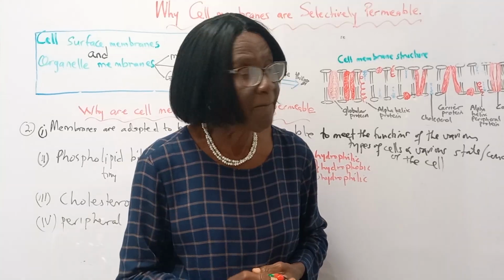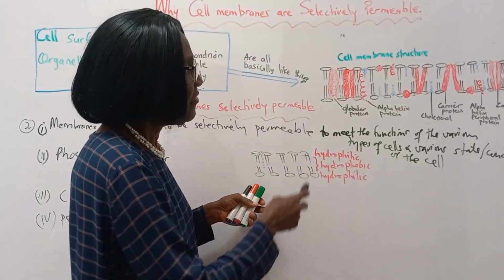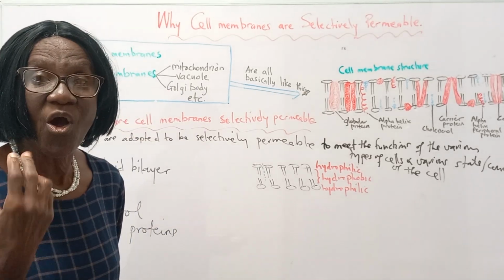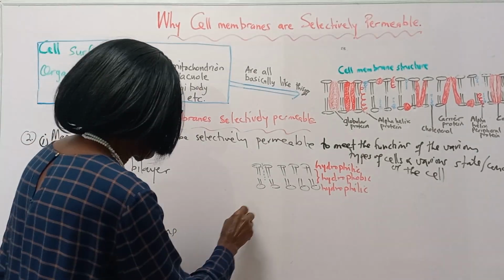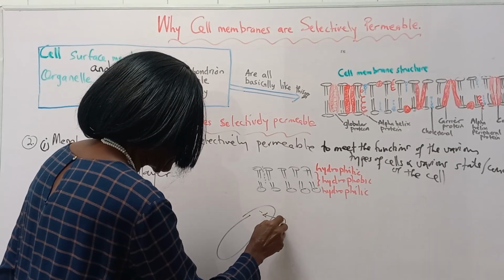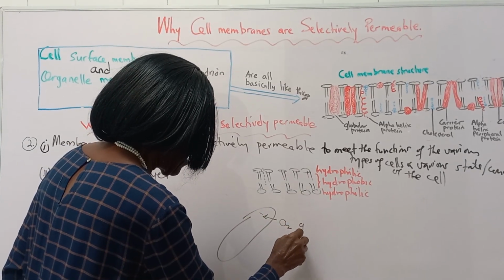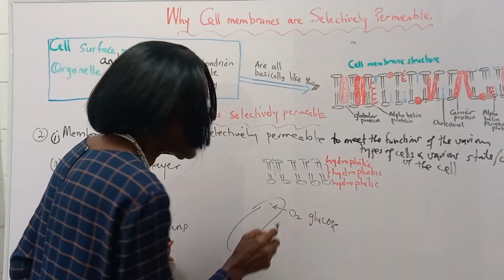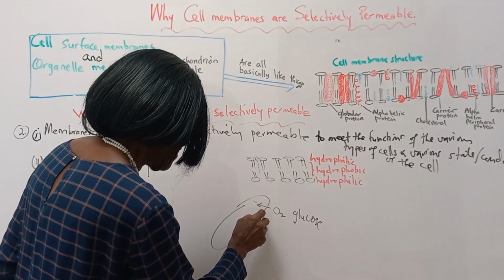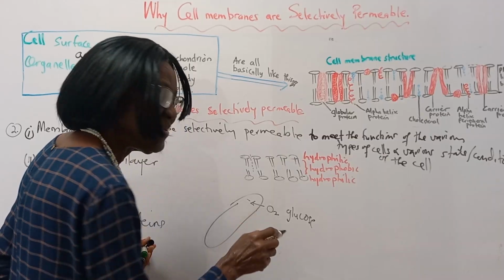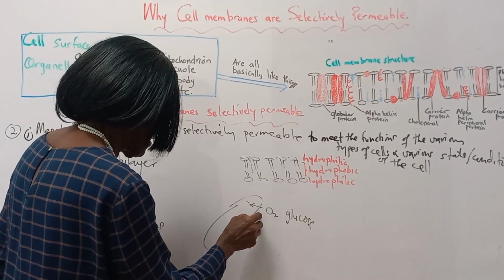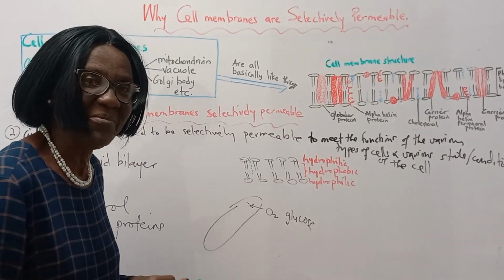And as we said, it's not only the cell surface membrane, but the membranes of the organelles too. For instance, if you have a mitochondrion and the mitochondrion needs more oxygen and more glucose than another organelle, the membrane of the mitochondrion will be adapted, or it will change how it works, to allow more oxygen and glucose to come in.